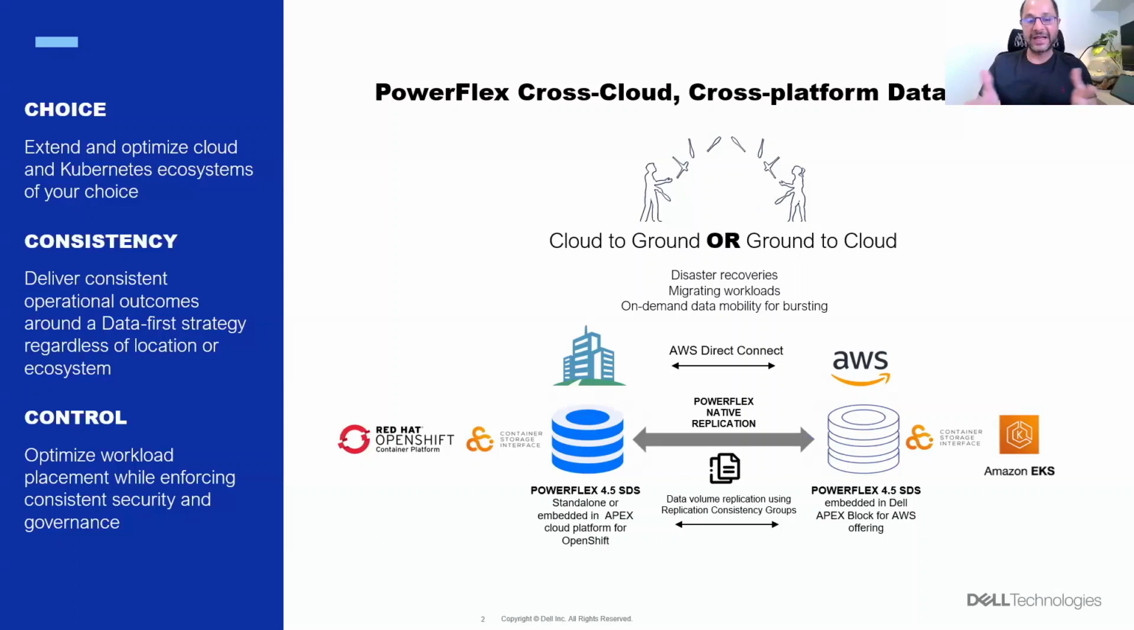So this is basically our use case. We are going to run the MySQL database here on the EKS cluster. The data directory of the MySQL will be persisted over a volume within the PowerFlex array running as the Apex Block for AWS offering. And then we will be replicating this volume over this peer connectivity to the on-premises PowerFlex array.